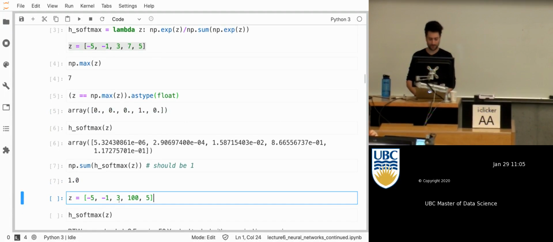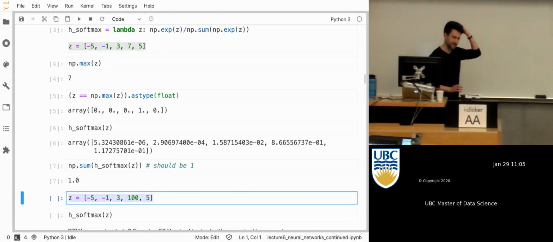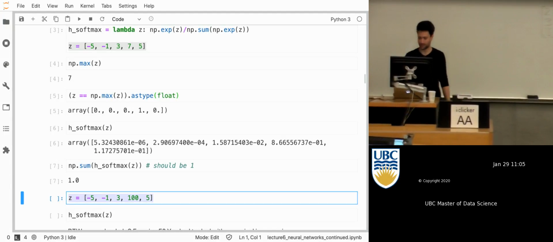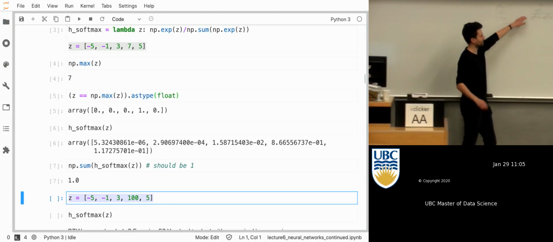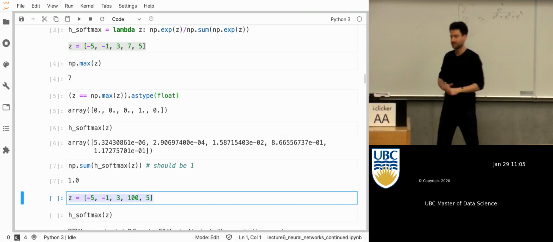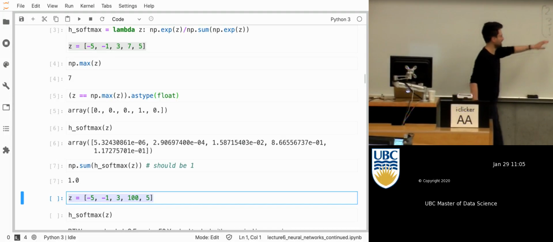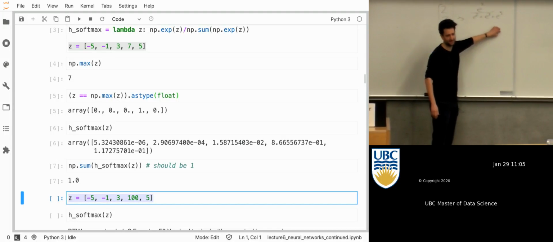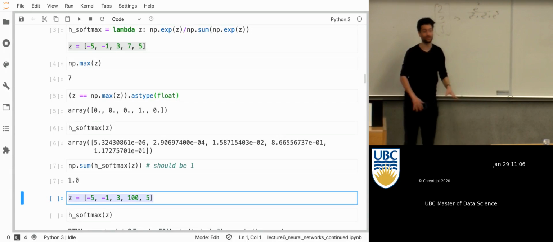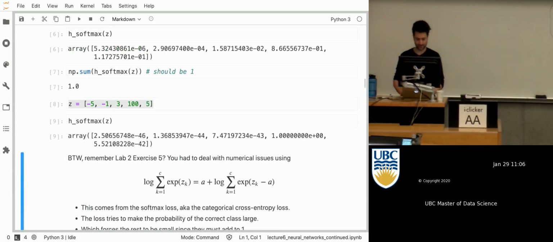But look at this one. This is a case where I changed a 7 to a 100. So there's one that's really a lot bigger than the others. Well, what's going to happen when you take e to the power of 100? It's going to totally be way bigger than all the other things. And so you're going to have e to the 100 over e to the 100 plus some tiny stuff. That'll just be slightly less than 1. And the other ones will be like e to the 2 over e to the 100, and that'll be really close to 0. And so if I call the softmax, I get basically 0, 0, 0, 1, 0.